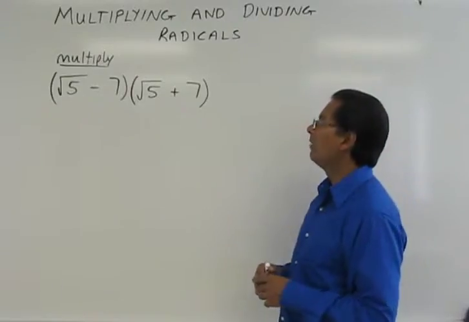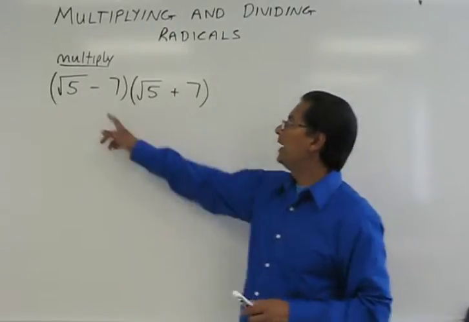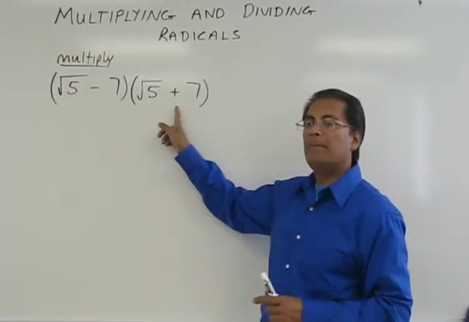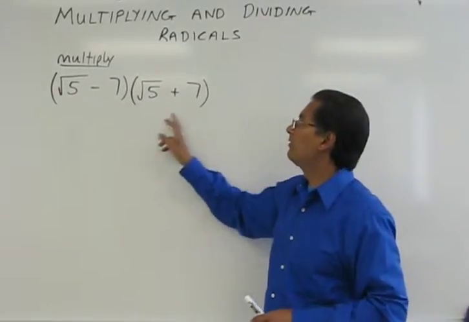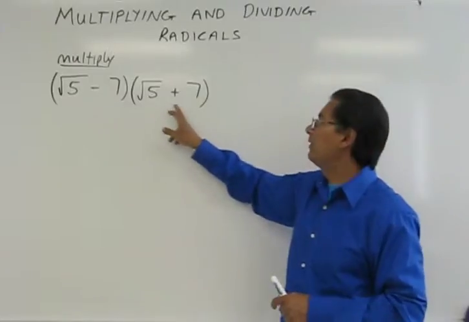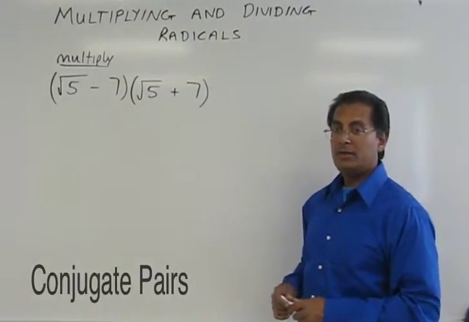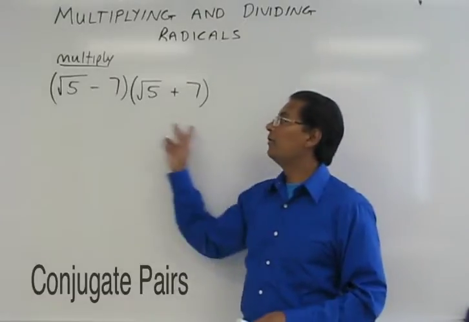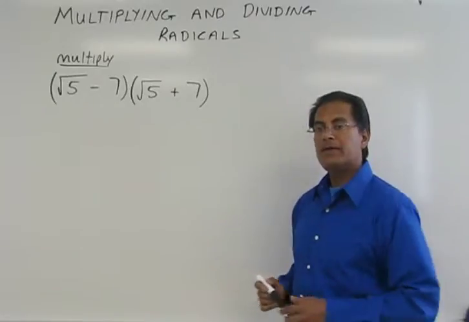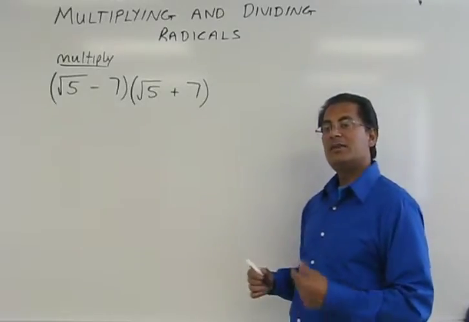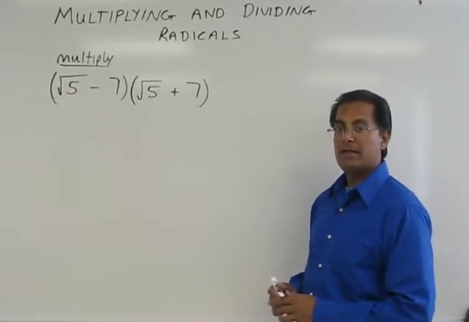Now sometimes when you're multiplying radicals, you have a special situation where you have a difference and a sum. The same two numbers here, root 5 and root 5, and then 7 and 7. But here we have a negative 7, and here we have a positive 7. These are called conjugate pairs. In other words, the only difference between these two binomials is the sign in the middle. When we multiply these two, we're going to see it simplifies quite a bit. So let's do it. We're going to use the FOIL method.